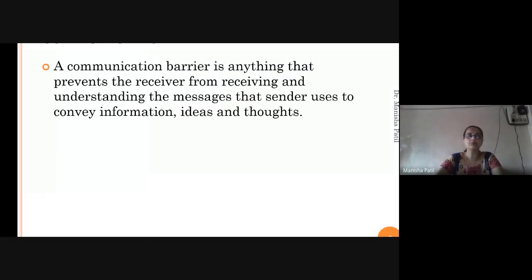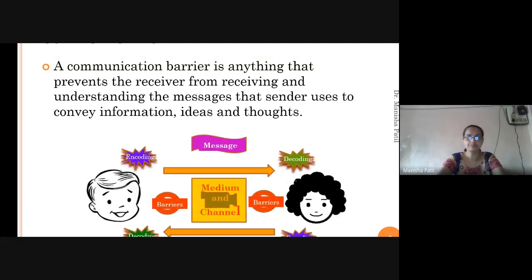First, we will see the definition of barriers to communication. A communication barrier is anything that prevents the receiver from receiving and understanding the message that the sender uses to convey information, ideas, and thoughts. So, you can see over here, these are the barriers. It can be between the sender and the medium and channel, or it can be between the medium and channel and the receiver.